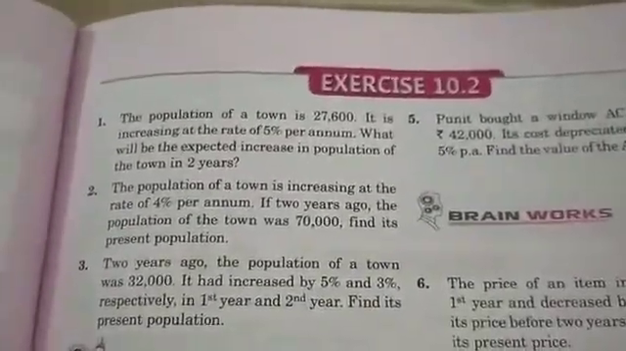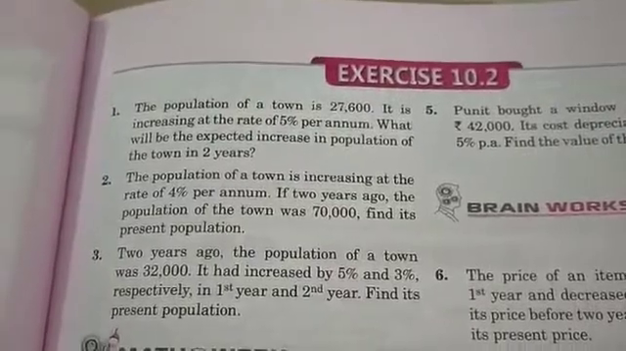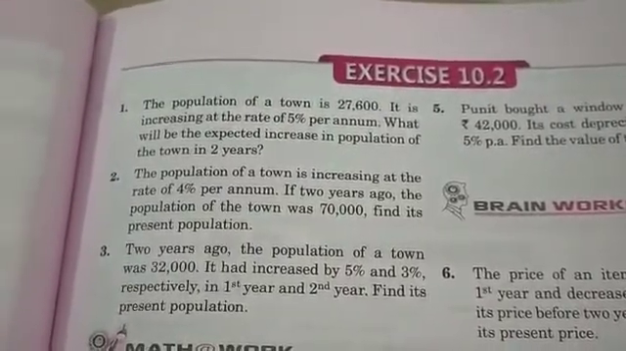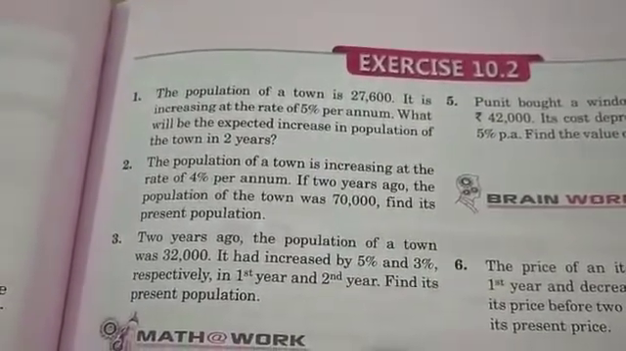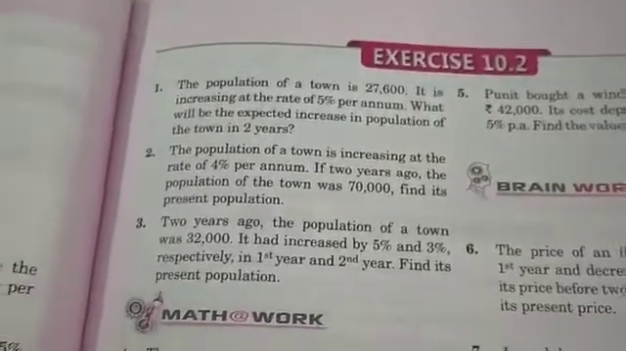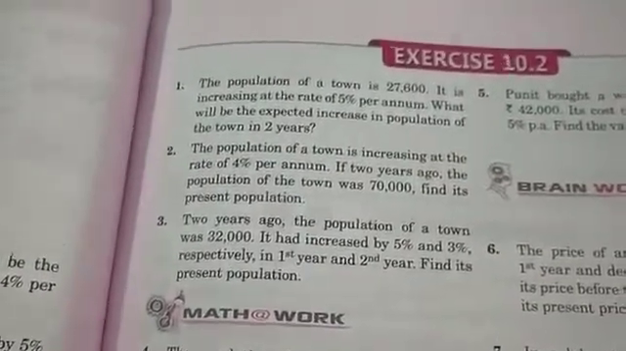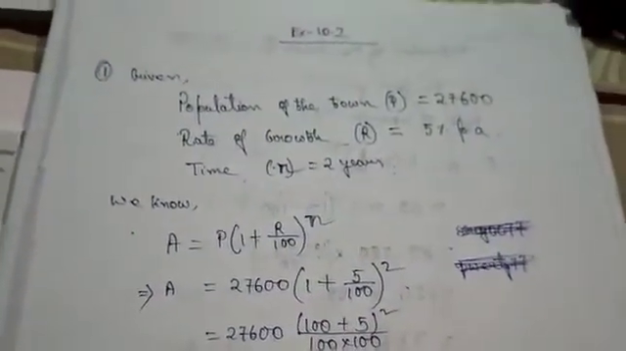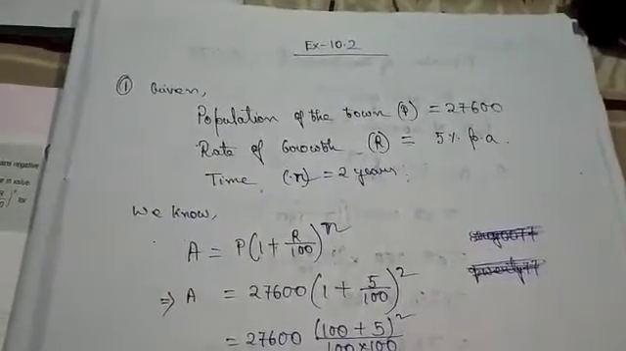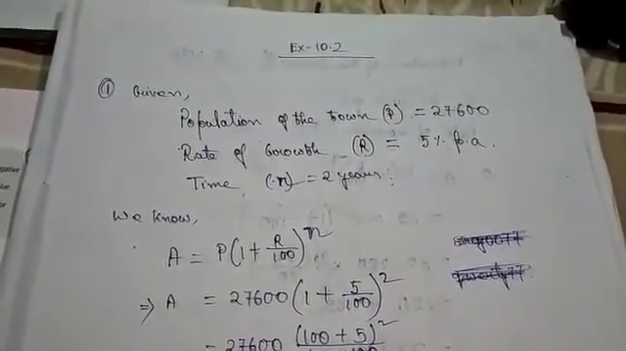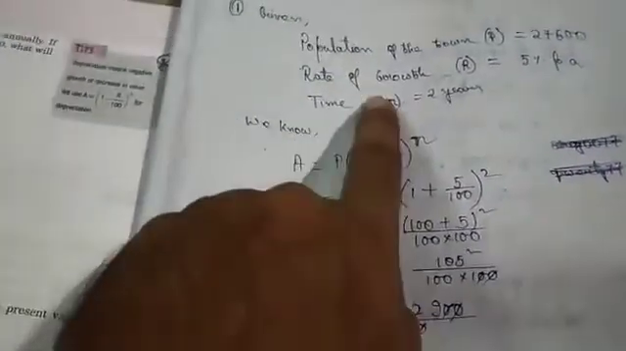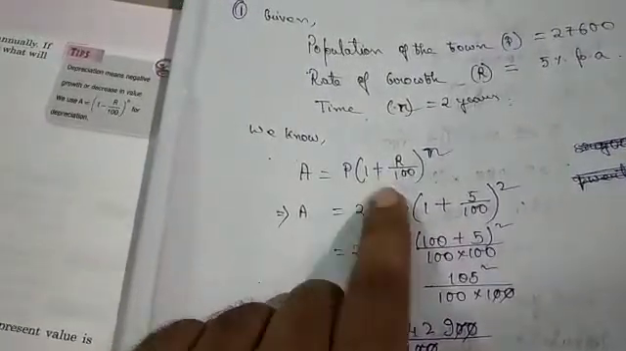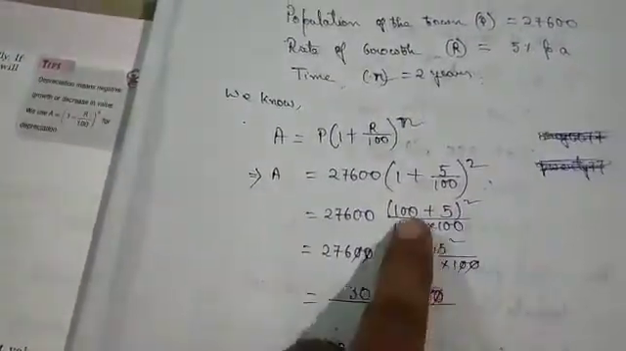Let us check the first problem. It says the population of a town is 27,600. It is increasing at the rate of 5% per annum. What will be the expected increase in population of the town in 2 years? So here the population of the town is given as 27,600, rate of growth is 5% per annum, and time is 2 years. Since it is growing, we will use plus in the formula.